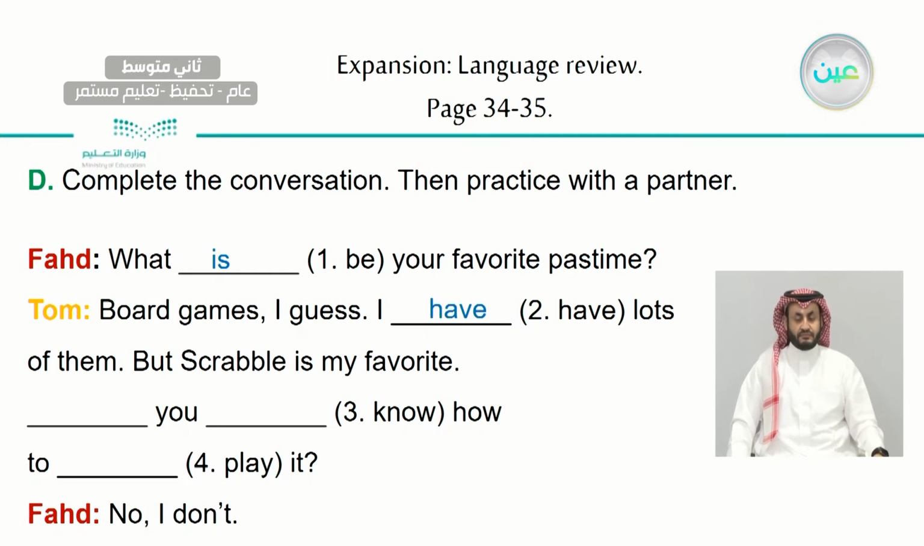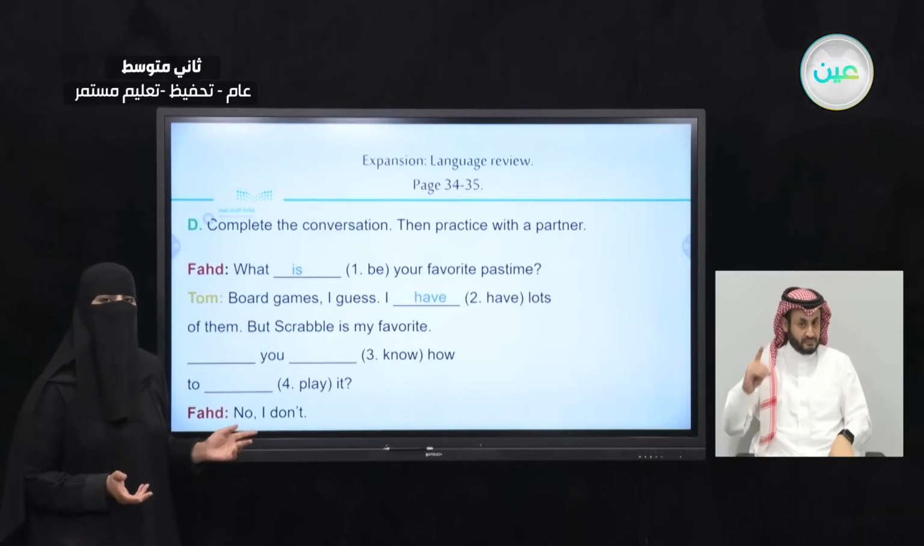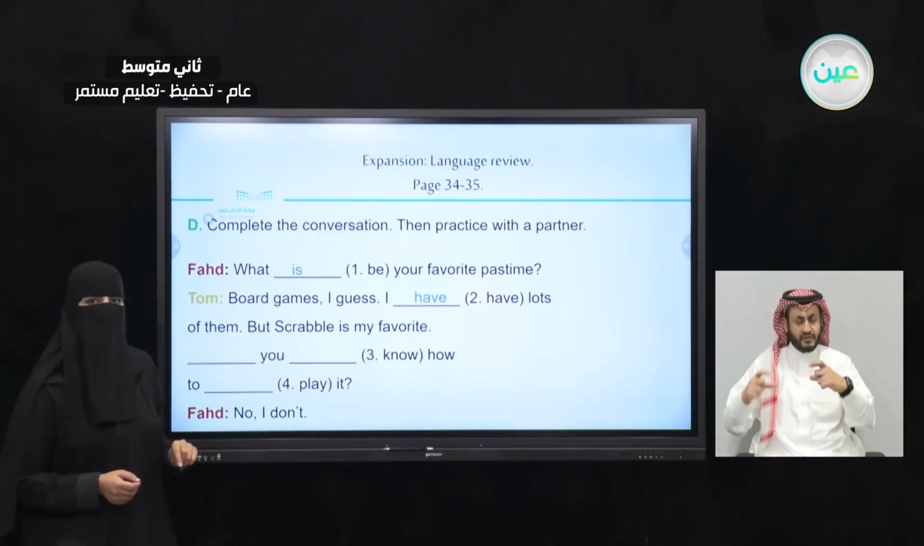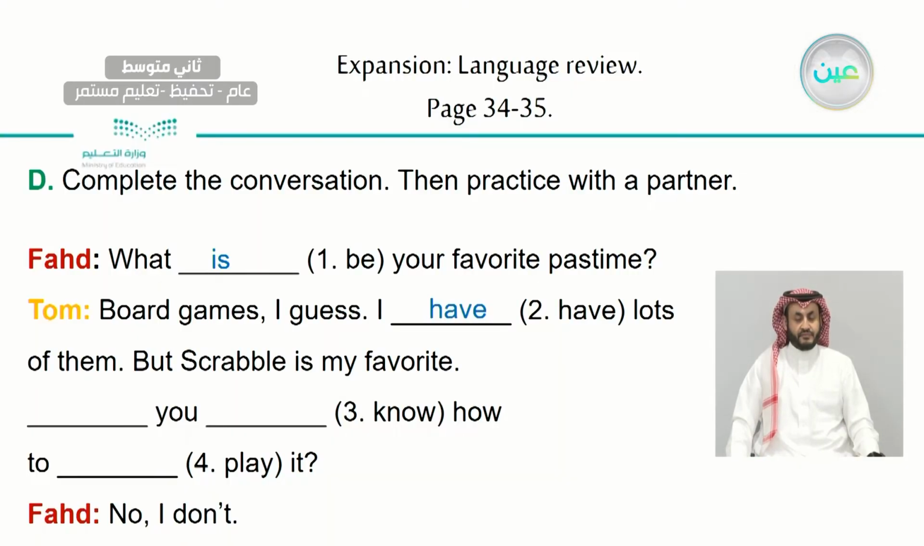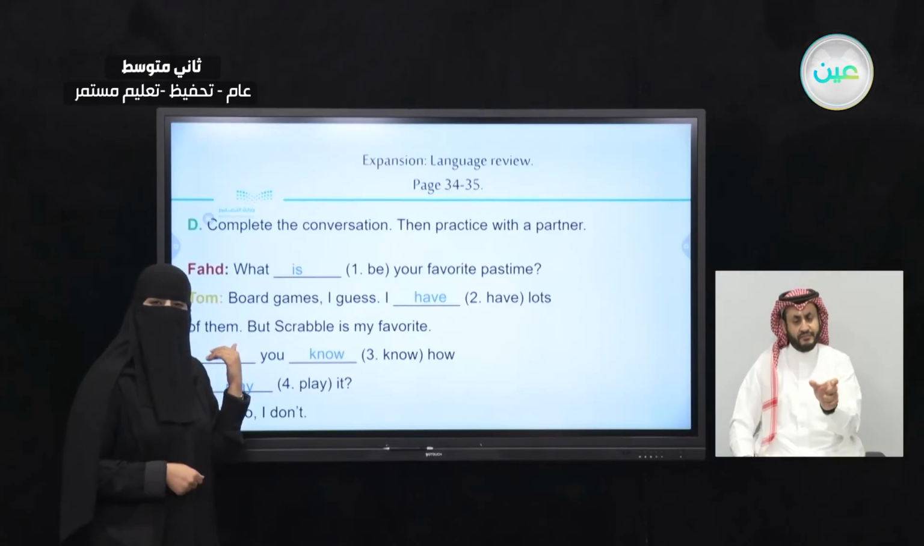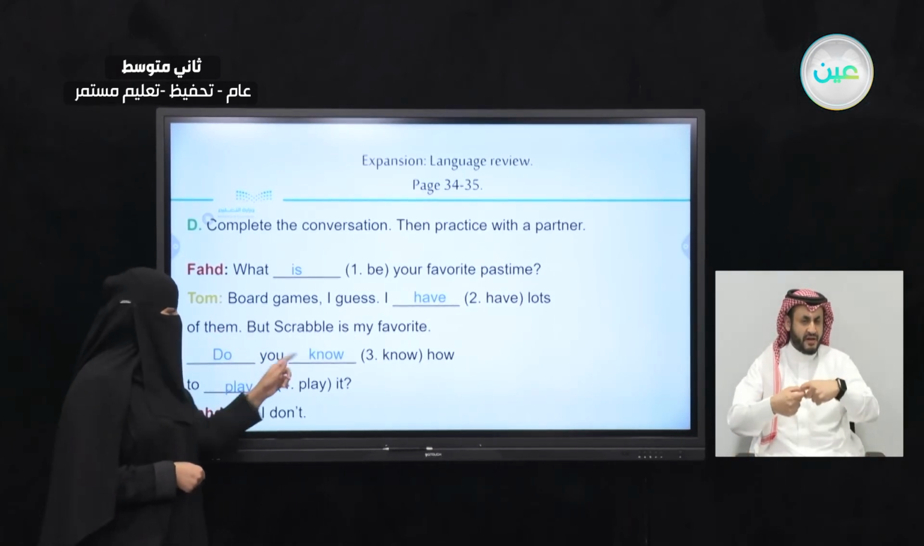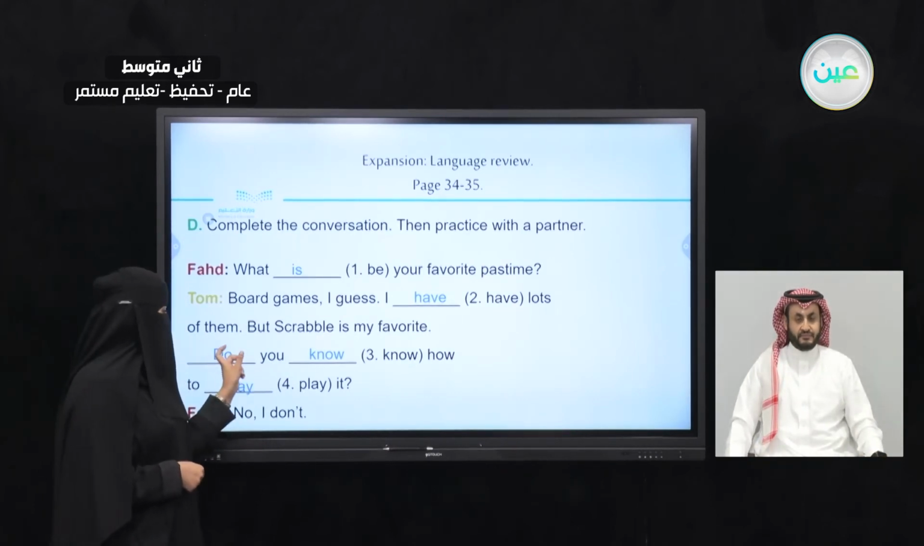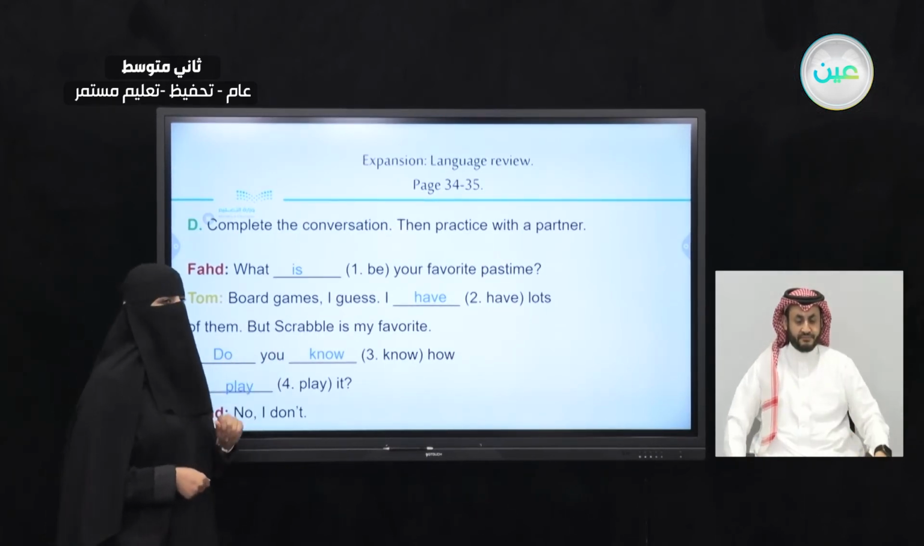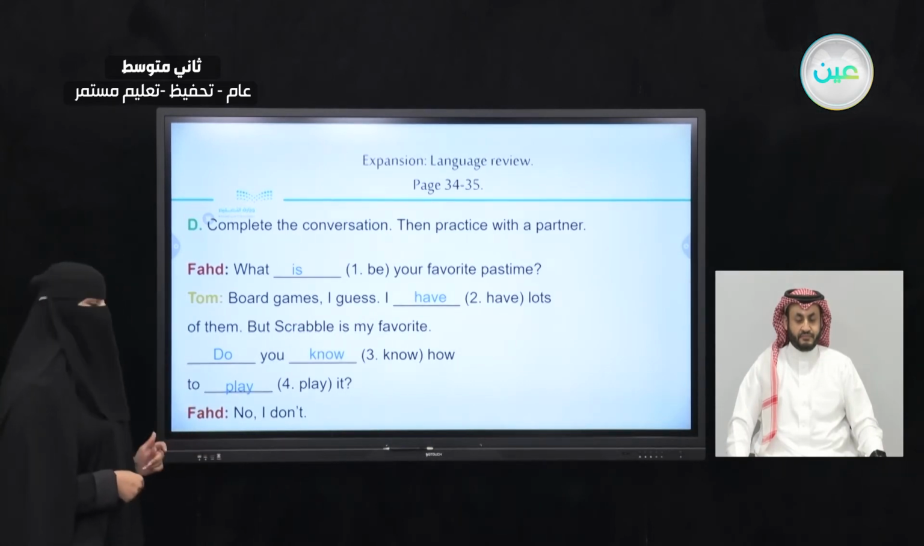So here we have two spaces. Something, you, something, how to, then we have the word play it. What are we going to do here? We're going to look at the hints and complete the conversation. So he said, do you know how to play it? Do you remember, in unit 3, when we reduced the words do and you together? Do you know how to play it? So here we have a reduction of these two words together. So Fahad says, no, I don't.